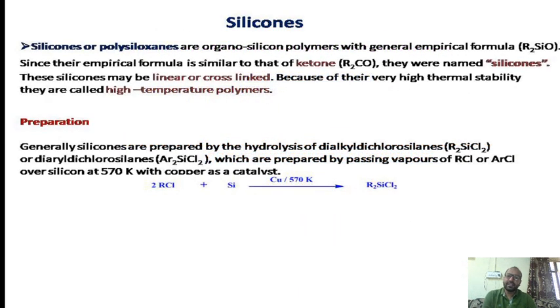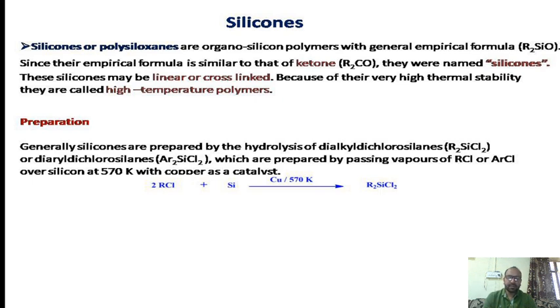So, dear students, what are silicones? Silicones are polysiloxanes or organosilicon polymers. The general formula is R2SiO. This formula, R2SiO, is similar to the empirical formula of a ketone, which is R2CO. That's why these are named silicones, since the suffix "one" is used at the end of ketone, and similarly we can use silicones as their name.